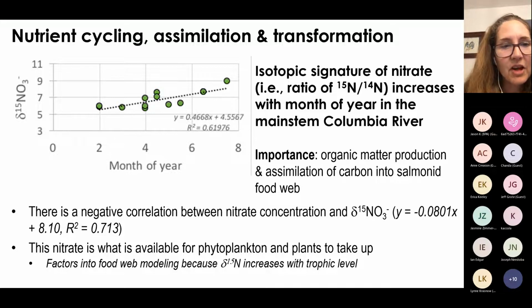And if you plot the month of the year versus the N15, the heavier isotope of nitrate, it increases over time. And this could be occurring for a few different reasons, but it goes along with the fact that there's a negative correlation with the concentration of available nitrate, and so could say something about the nitrate assimilation and productivity of that site. So we take that into account when we look at what ends up being assimilated into the particulate organic matter.